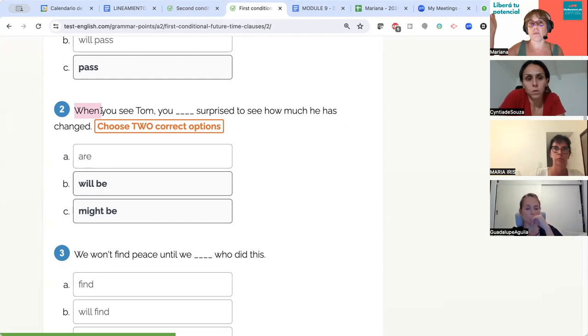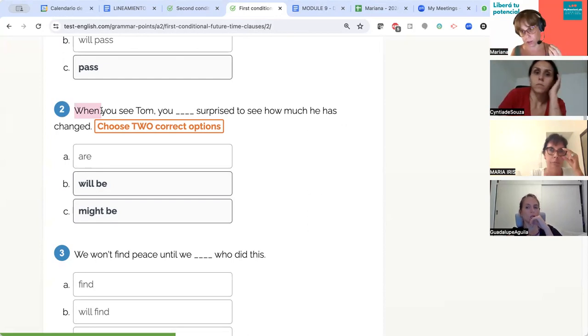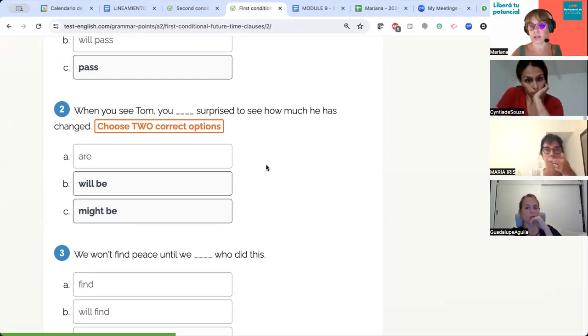When you see Tom, porque sí o sí lo va a ver a Tom, entonces la idea es cuando lo veas. Si digo si lo ves, la posibilidad de que lo vea, en realidad no estoy muy seguro si lo va a ver o no. ¿Ok? Esa es la diferencia entre usar un sí o un cuando, en el caso de un condicional. Acá usa cuando. Cuando lo veas a Tom, te vas a sorprender de ver cuánto ha cambiado. O te sorprenderás de ver cuánto ha cambiado.